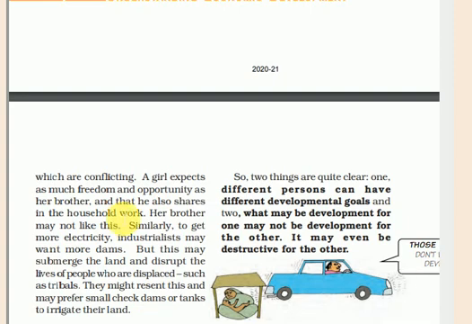So development for one may not be development for others. It may be destructive. Take the example: to get more electricity, industrialists may want more dams, but this may submerge the land and disrupt the lives of people who are displaced, such as tribals. They might resent this and may prefer small check dams or tanks to irrigate their lands.